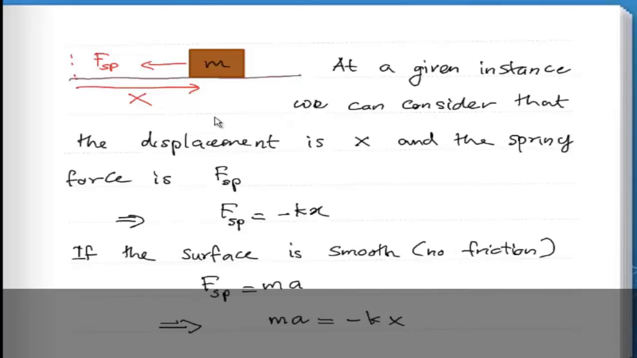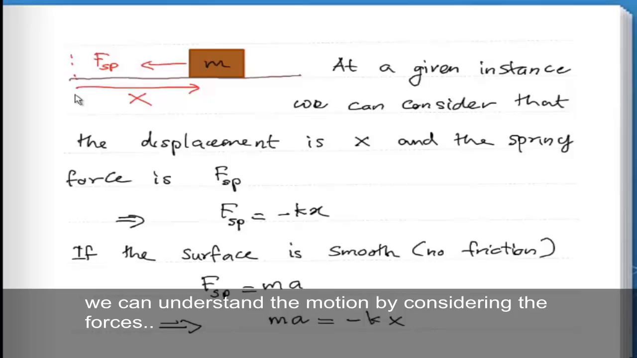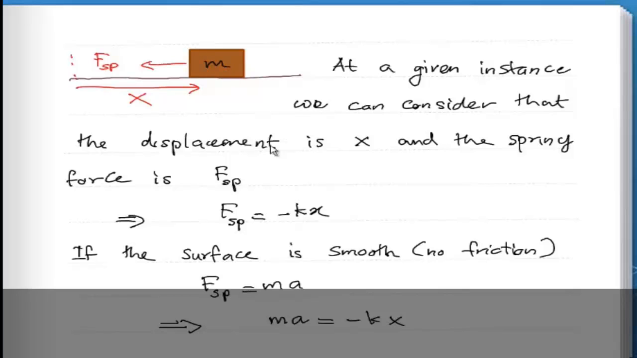To understand the motion of the block, we can consider the forces. There is one force, which is the spring force, acting to the left, and if the displacement of the spring is x, we can say the spring force is equal to negative kx. This is from Hooke's law. But also we know that the spring force is equal to the mass of the block times the acceleration. So mass times the acceleration equals negative kx.